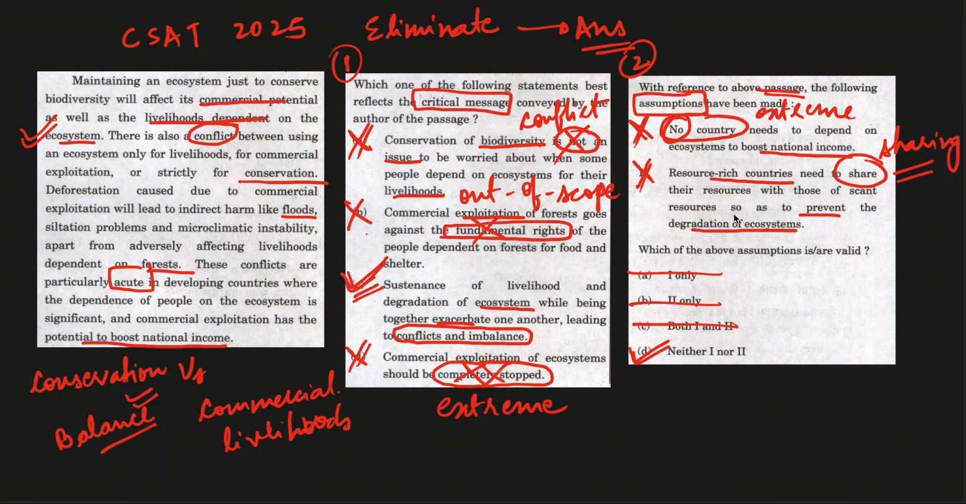So it was an easy passage, and only by understanding the main crux, that is, there is conservation versus commercial use or livelihood from the ecosystem going on, and understanding that simple core concept, we are able to eliminate the wrong ones and get to the right answer. So this is what you have to learn, my friends, how to eliminate, because in reading comprehension there will be many options that are confusing, so only by eliminating them can you reach the right answer. Thank you.